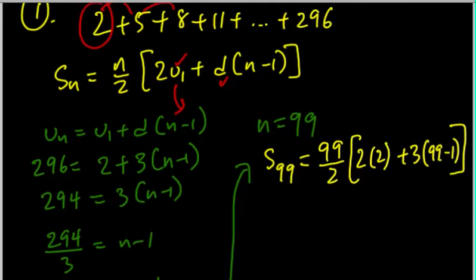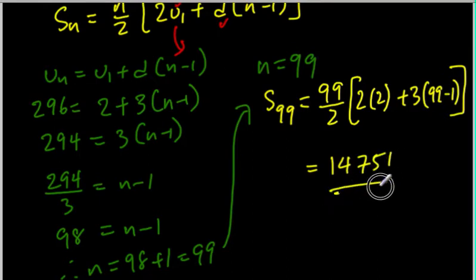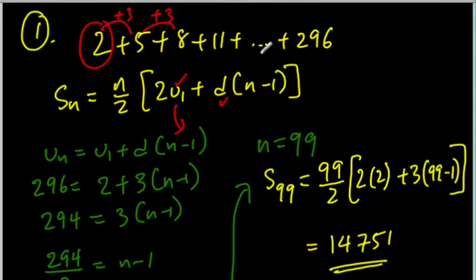So all you have to do is plug this into your calculator. 99 divided by 2 and all that. And what you should get is 14,751. And that will be the sum of all these numbers from 2 to 296. Okay, so that was our first example.